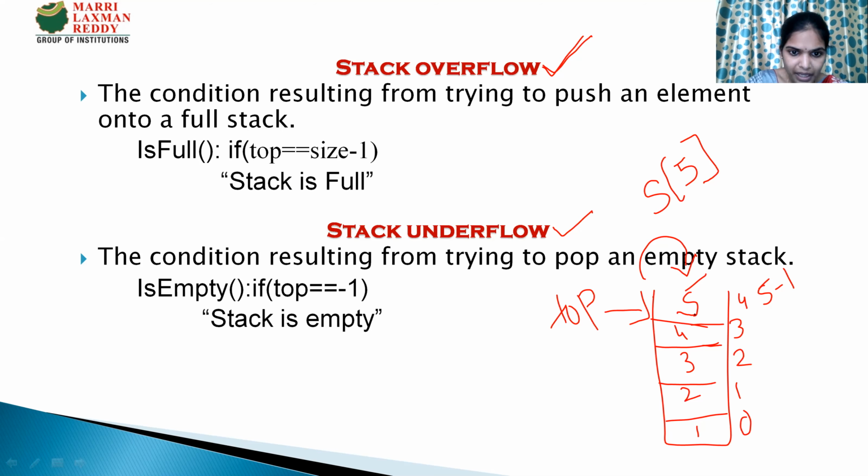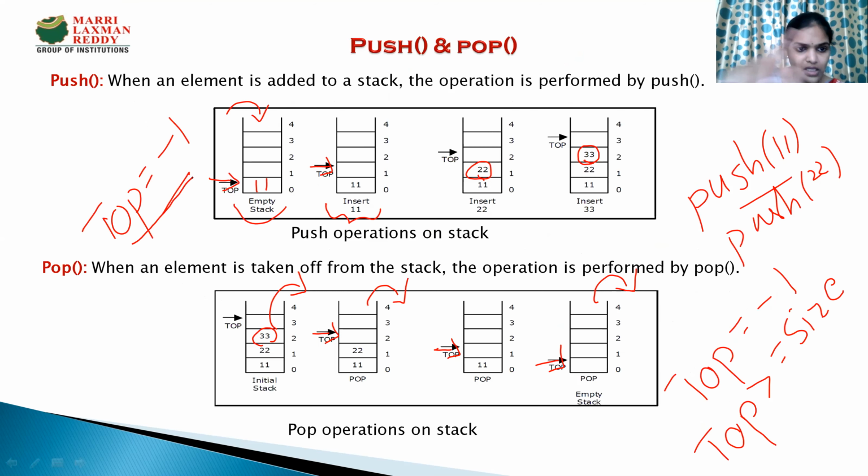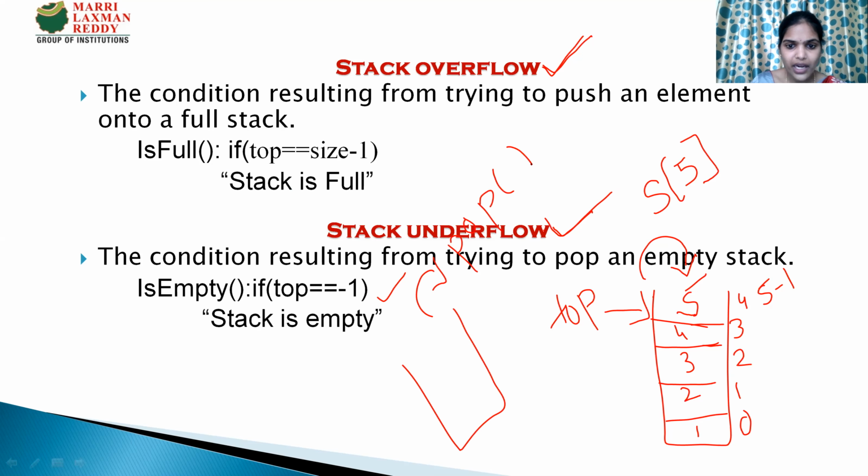Where top is at minus 1, when there are no elements on the stack, the top will be at minus 1. It states that the stack is underflow. It means when we are trying to perform the pop operation on an empty stack, it says the underflow condition, that there are no elements on the stack, so you cannot pop out.